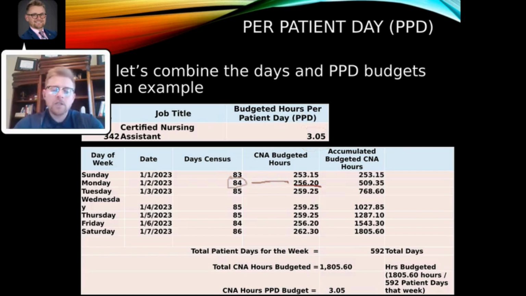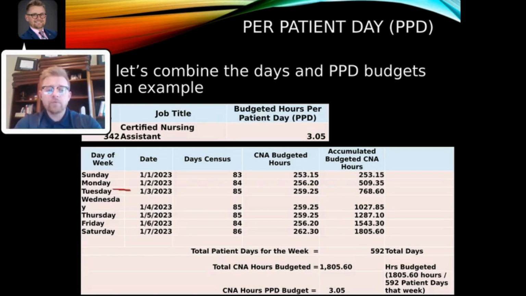of an hour. It's not 20 minutes, but you often hear it said 256 hours and 20 minutes. It's not 20 minutes, it's 0.2. But anyway, that's how it's budgeted. Same thing for the next day.